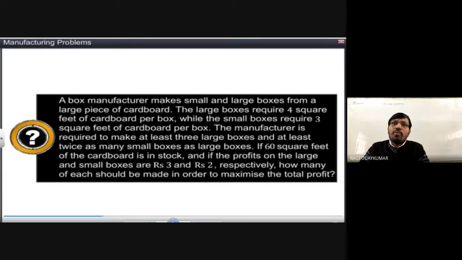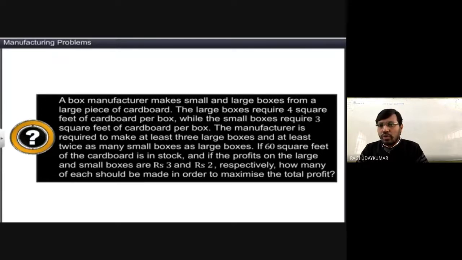So how many of each should be made in order to maximize the total profit? To maximize the total profit, which should be used? So consider the number of large models as x and small models as y, and 3x plus 2y will come. And the constraints will come depending upon the conditions. Let us see the solution here.